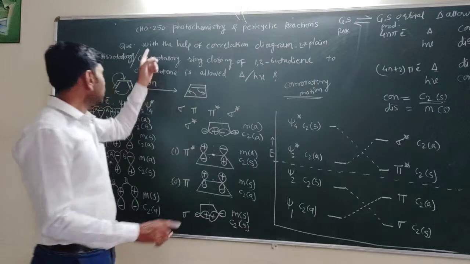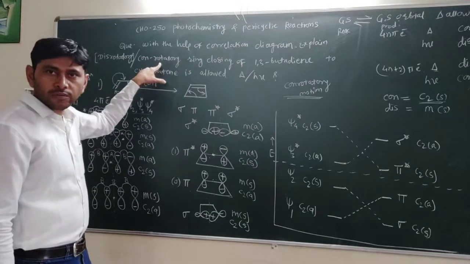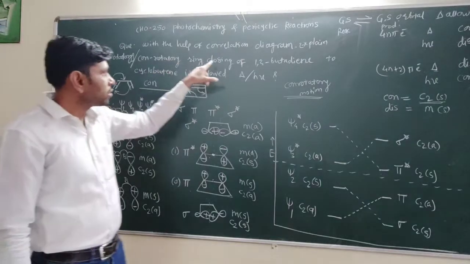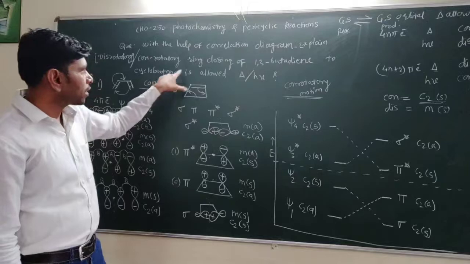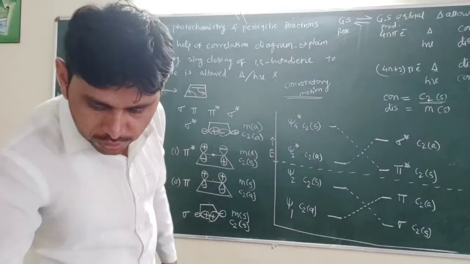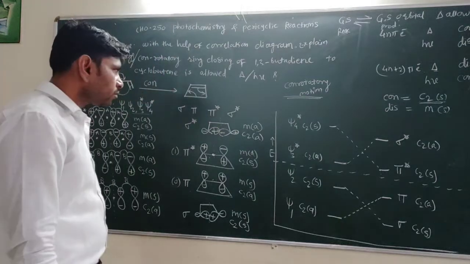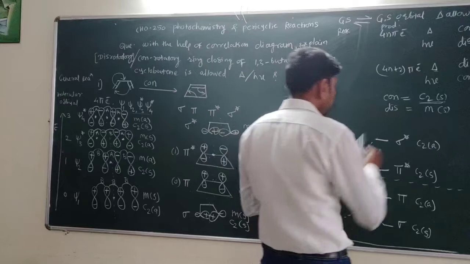So our question is: with the help of a correlation diagram, explain that by conrotatory motion, which we have considered here, the ring closing of 1,3-butadiene to cyclobutene is allowed thermally. Now the second question here. So the correlation is also shown in this manner.